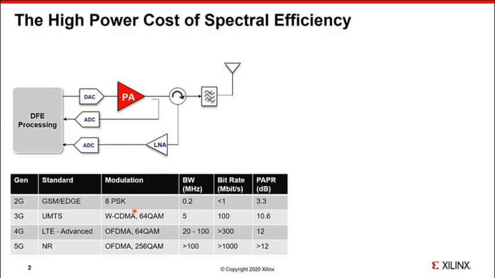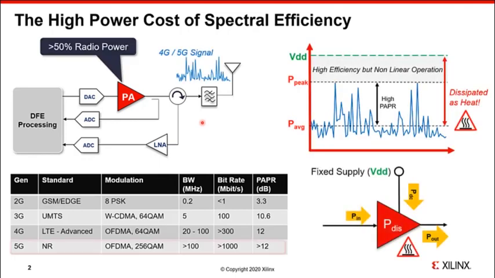The last number of generations of wireless standards have seen a dramatic increase in spectral efficiency. This increase in bits per hertz has been achieved by new and complex modulation schemes and also the use of wider bandwidths in the radio. However, this increase in spectral efficiency has come at some significant cost in terms of power efficiency of the radio.